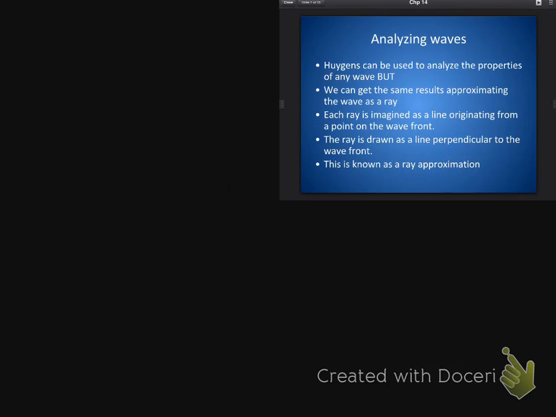What we do is we use Huygens, and, well, we don't use it. Huygens is used in higher level optics and higher level physics, and you can look at the behavior of light using Huygens. What we typically do is sort of a cheat around to Huygens, and it's called a ray approximation.